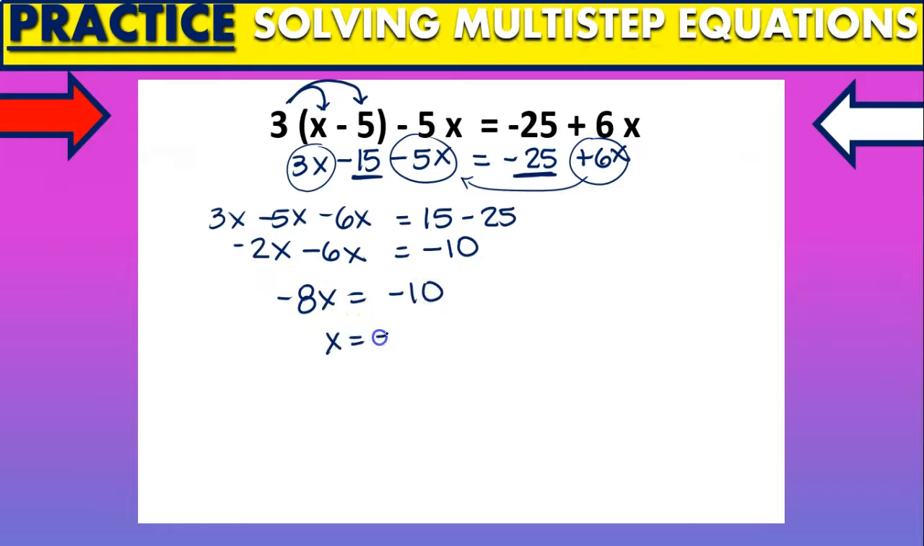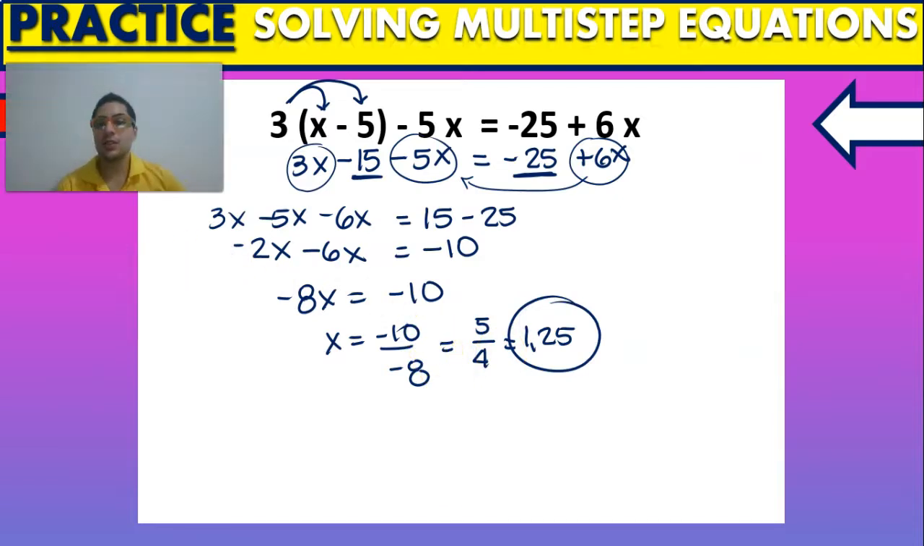Now x is equal to minus 10 divided by minus 8, and that is going to give us an answer of 1.25. Also 5 divided by 4 when we simplify it, or 1.25. And that is going to be our answer for x.